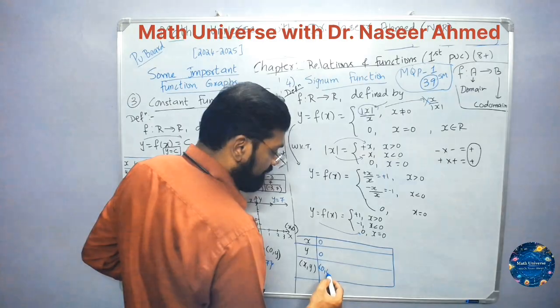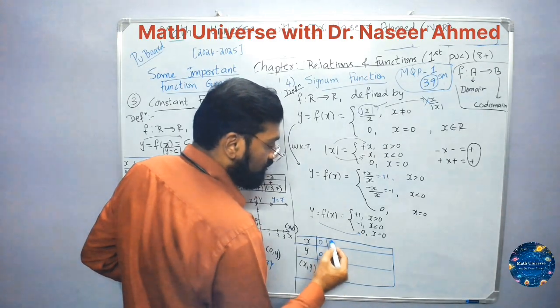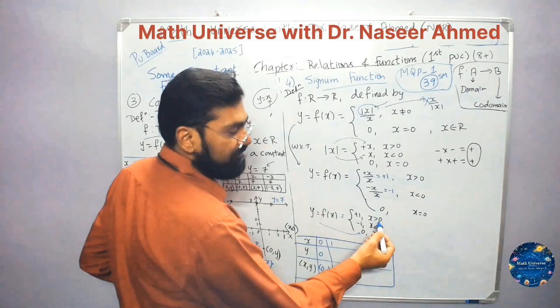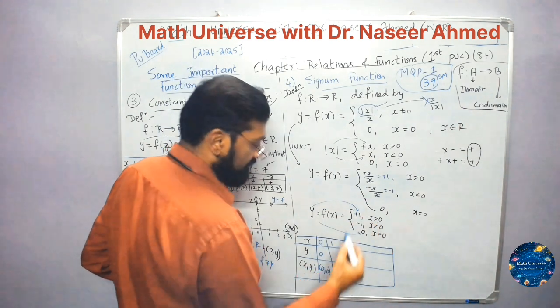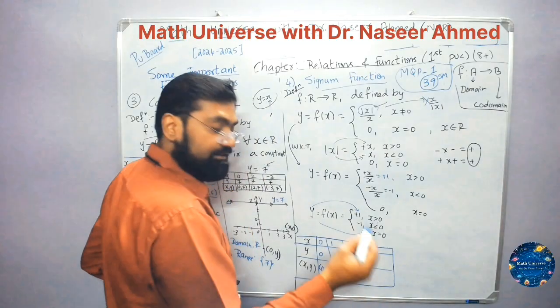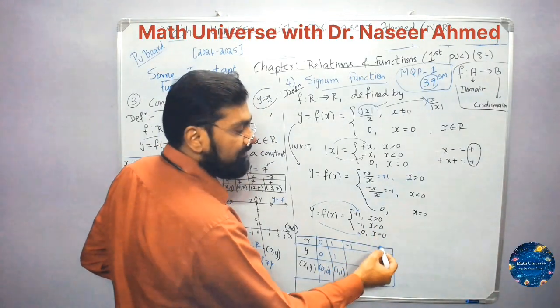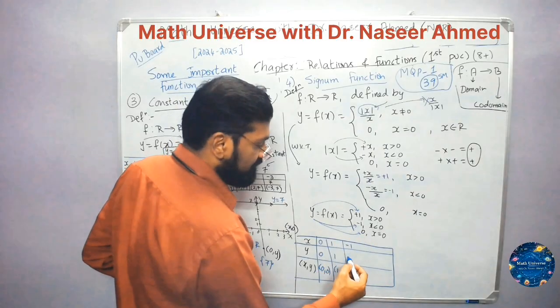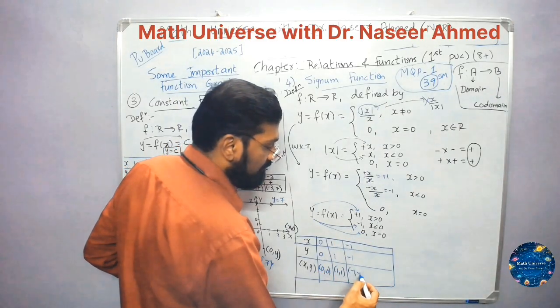See carefully now. If I take x is equal to 1, is it positive or negative? Positive. Y value is plus 1. So write plus 1. So 1 comma 1. If x is minus 1, among these, where is it negative? Here, x is negative. So y value will be minus 1. So minus 1 comma minus 1.